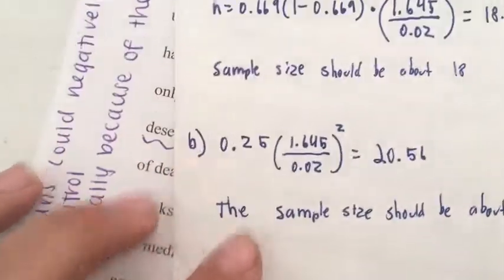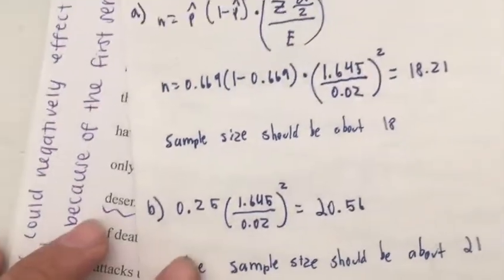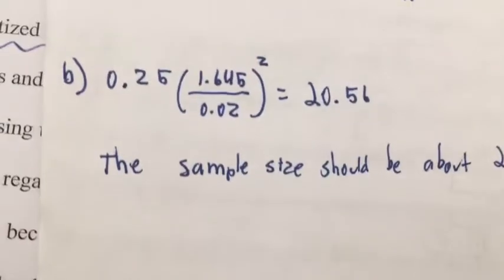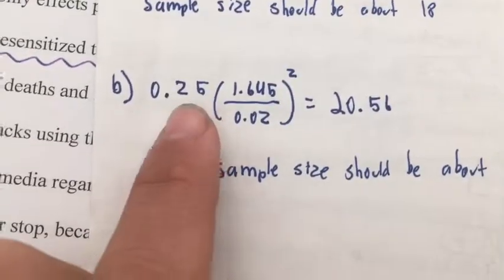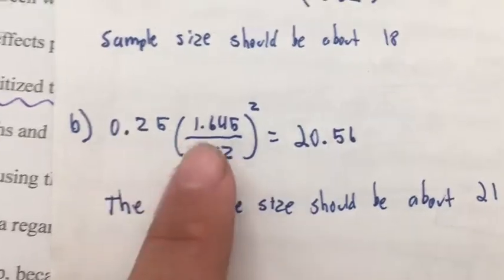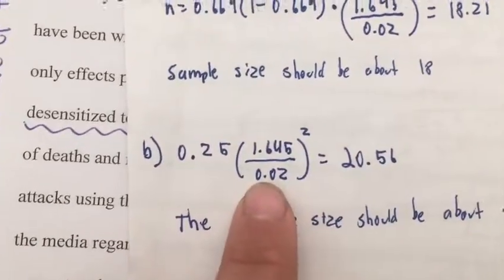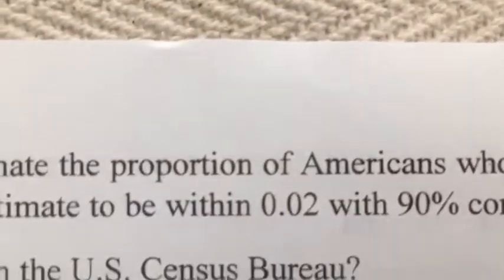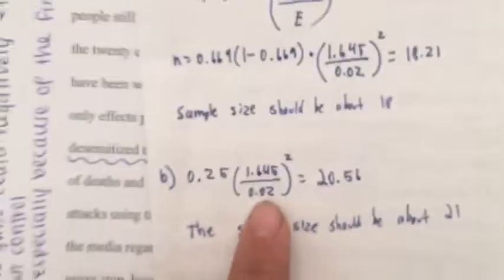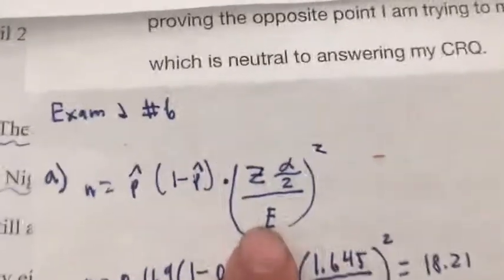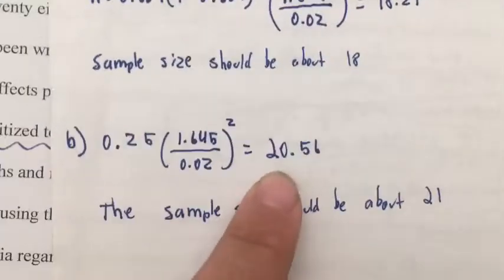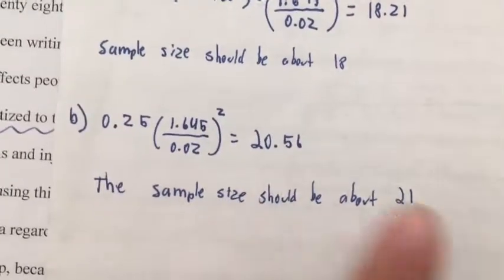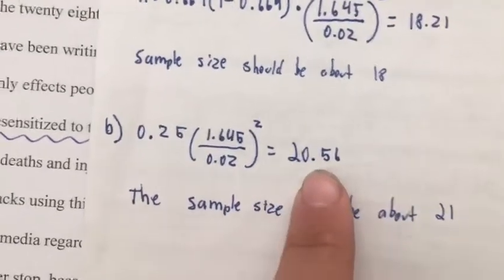So we're simply just going to have, so our equation for B is basically similar, but we have a set 0.25 times 1.645, which we got from our z table, over 0.02, which we got from the problem. It's our margin of error, as you'll see here. So it's basically this just times 0.25, and we're still squaring it. And that equals 20.56. So the sample size should be about 21, because 20.56 rounds to 21.